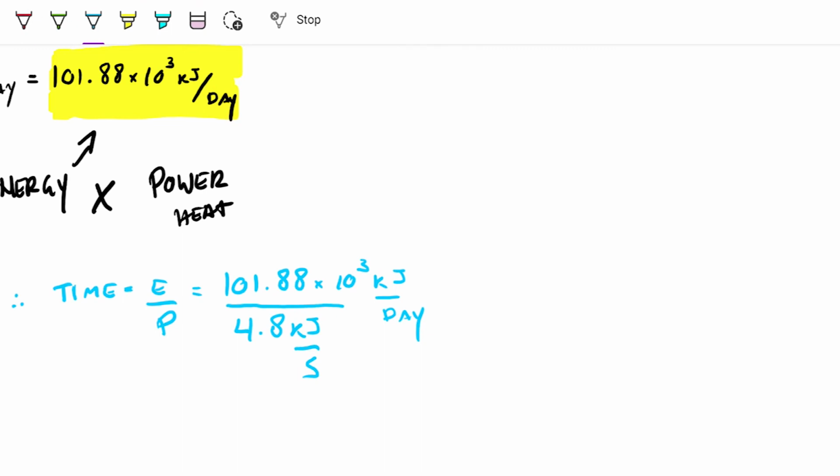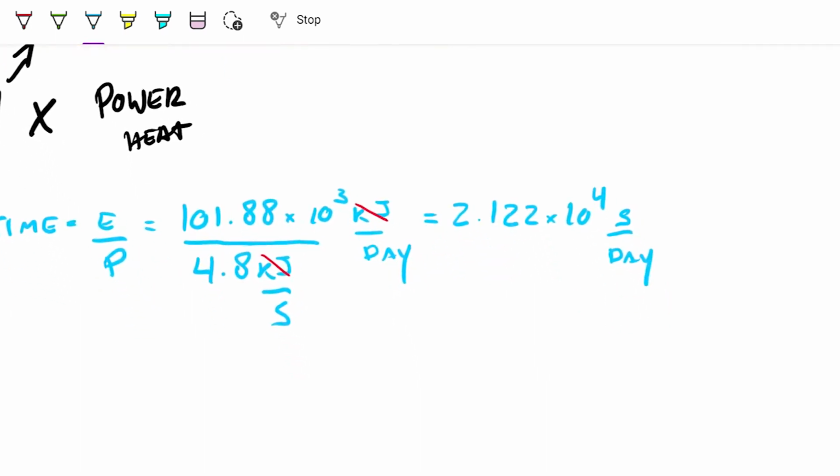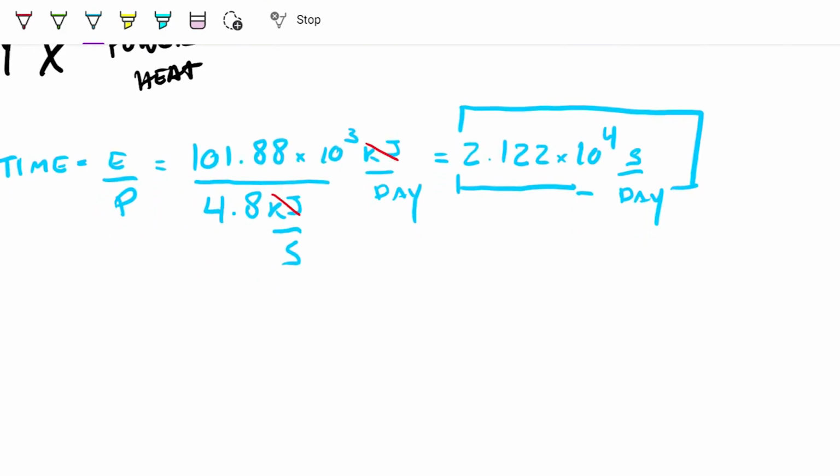So what does that mean unit-wise? We get rid of this, and we're going to have a unit of seconds per day, the amount of seconds it needs to operate per day. And this gives me, number-wise, 2.122 times 10 to the 4th seconds per day. Weird unit, right? Weird number, weird unit. I don't want to know how many seconds per day this operates. I'd rather have how many hours per day. Well, easy, right?